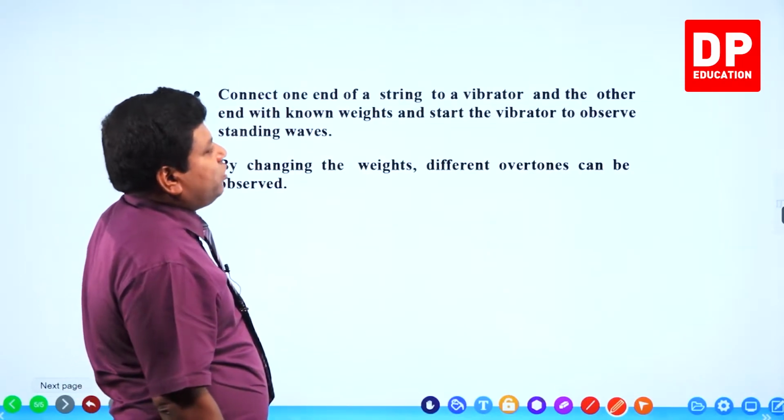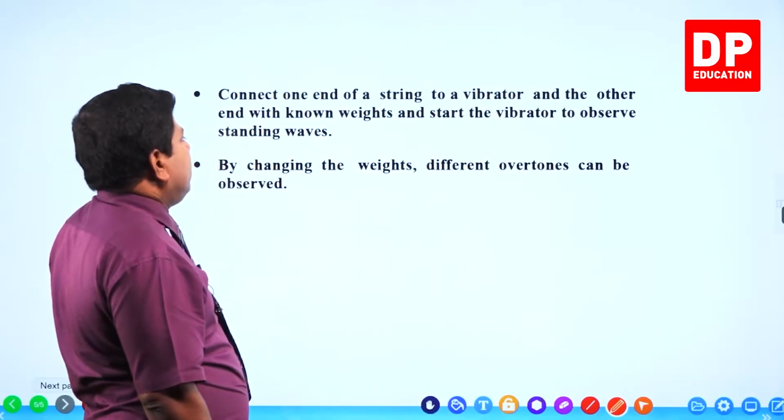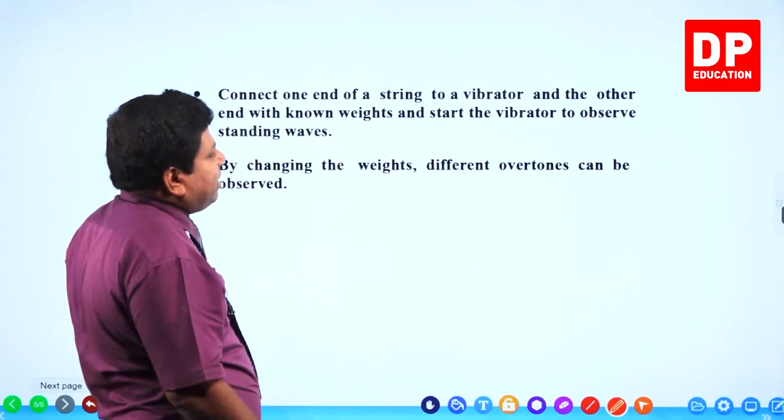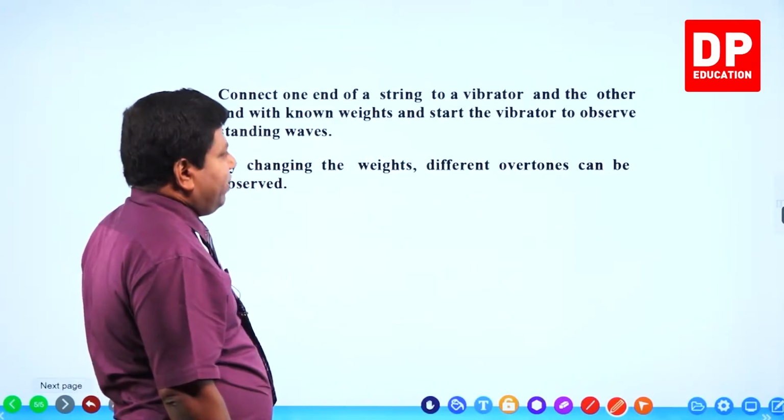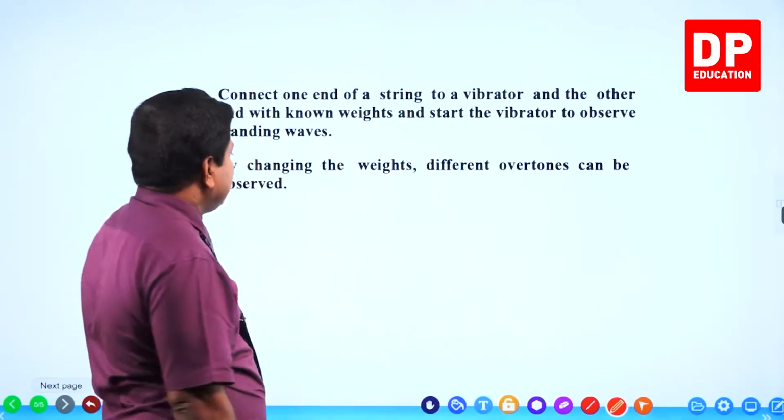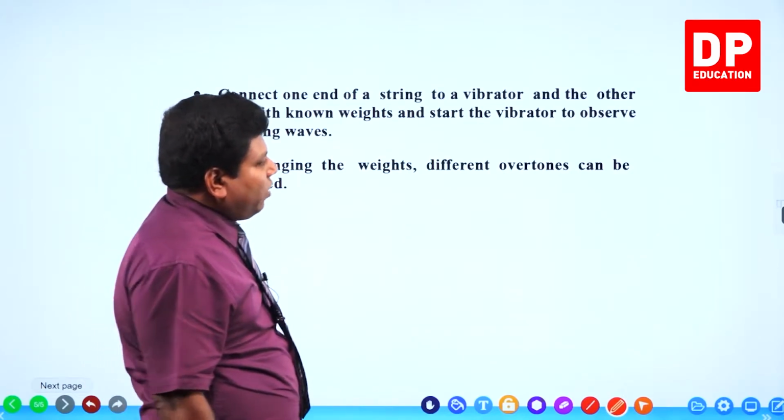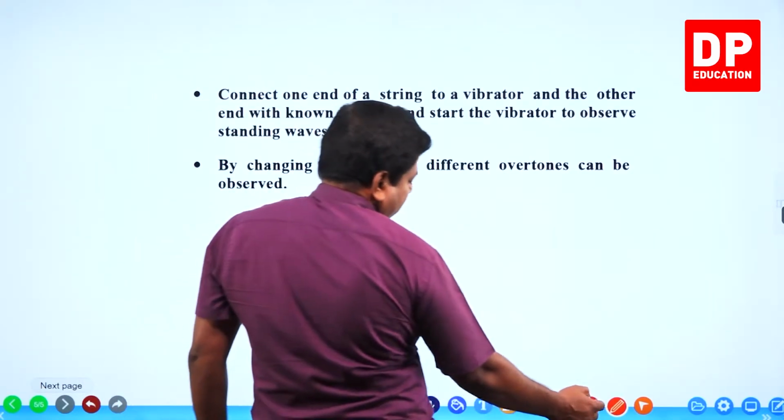Connect one end of the string to a vibrator and the other end with known weights and start the vibrator to observe standing waves on the strings. Yes. By changing the weights, different overtones can be observed. What is the meaning of overtones here?